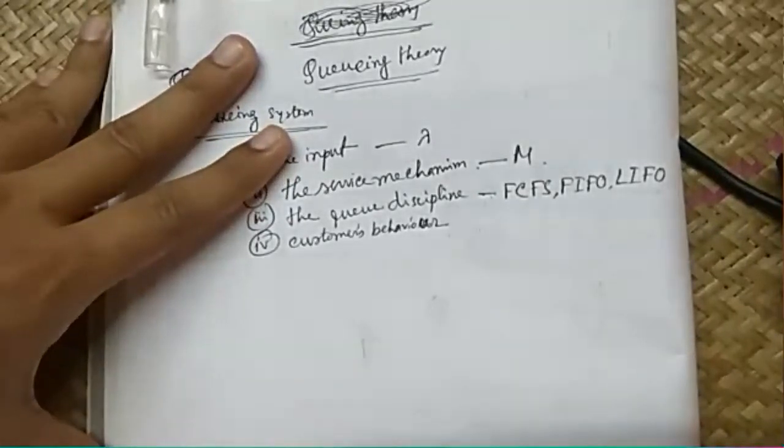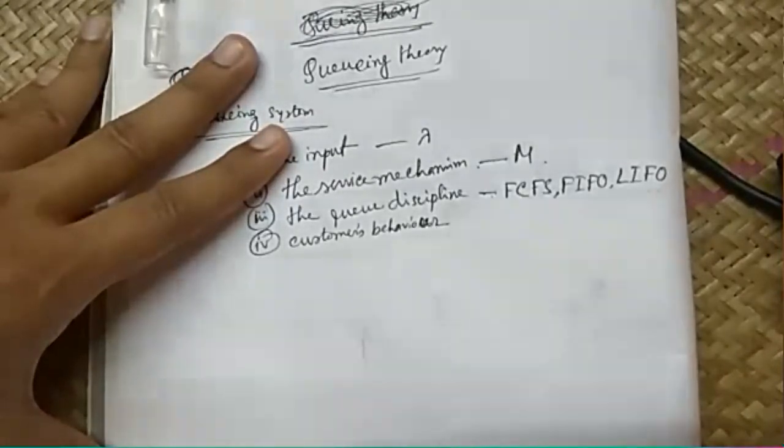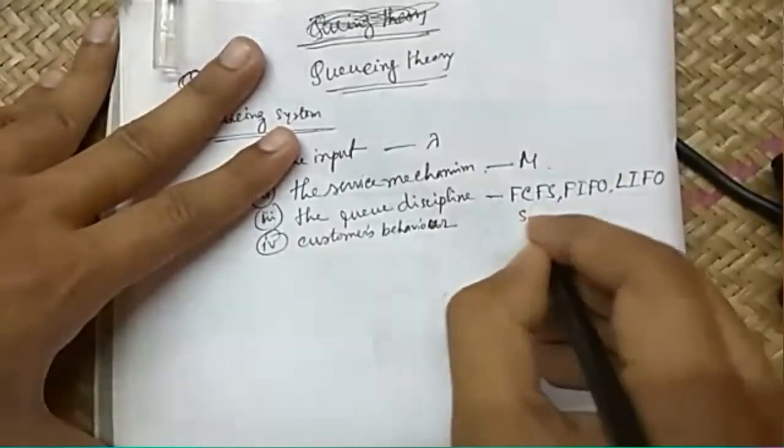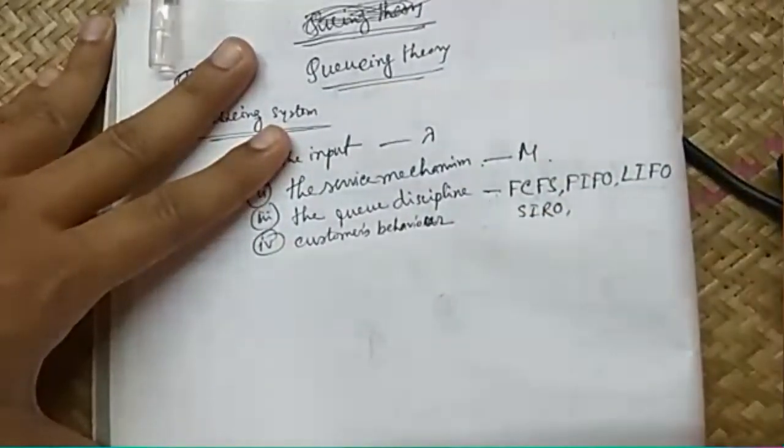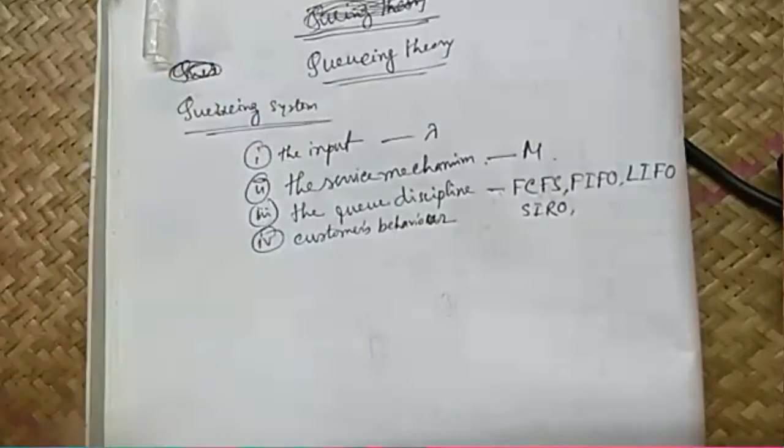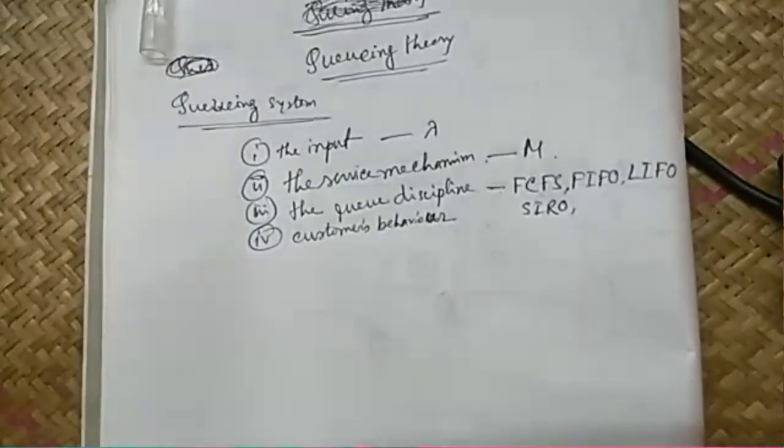Now, selection for servicing in random order, that is SIRO, the way we take viva in class. Selection for service in random order.